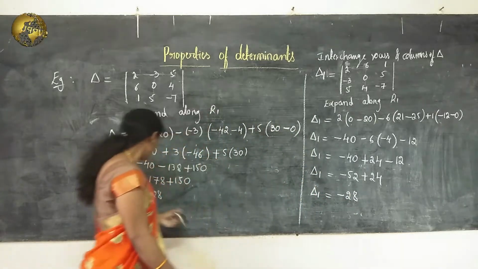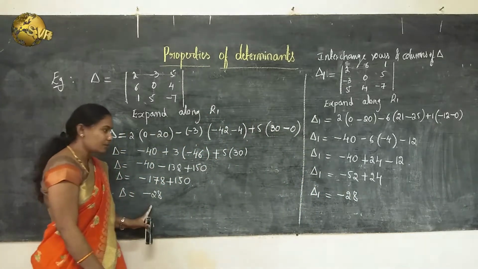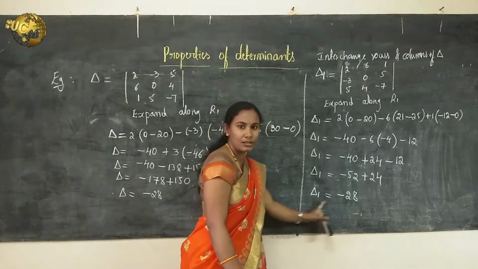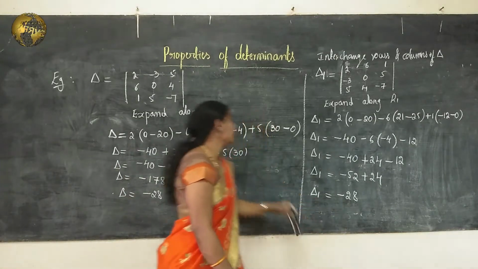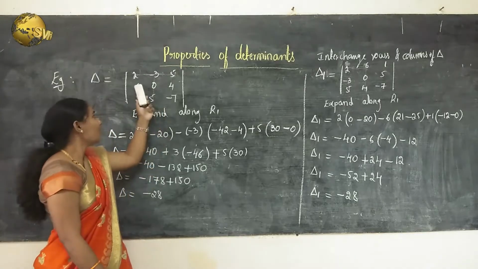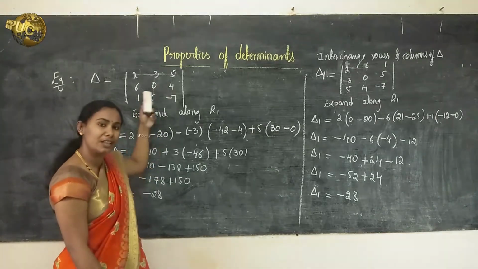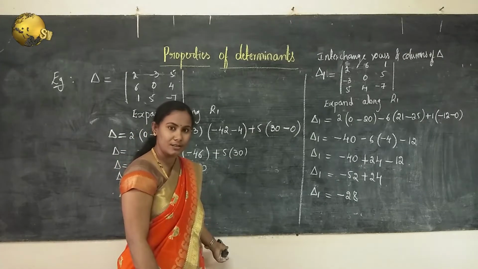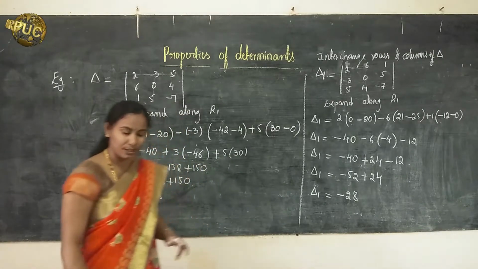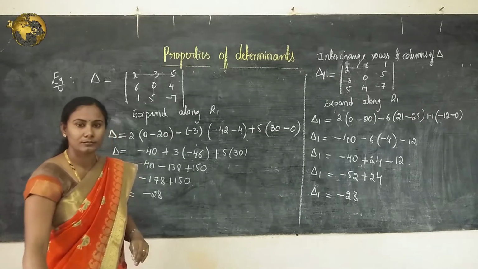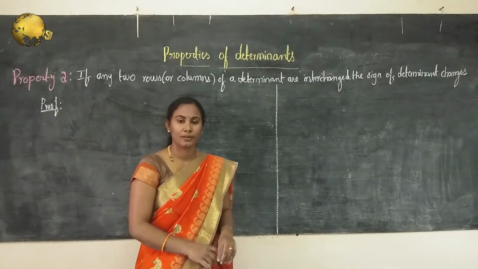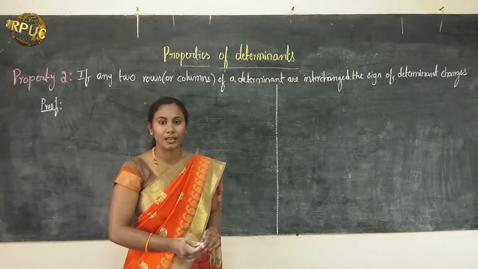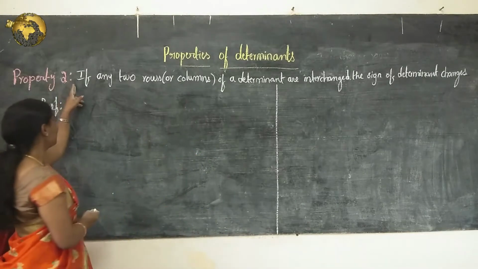Now the delta value is also minus 28 and the delta 1 value is also minus 28. That means if we interchange the columns and rows of the given determinant, we will get the same value for that determinant. Clear? Yes, next, our next property is property number 2.